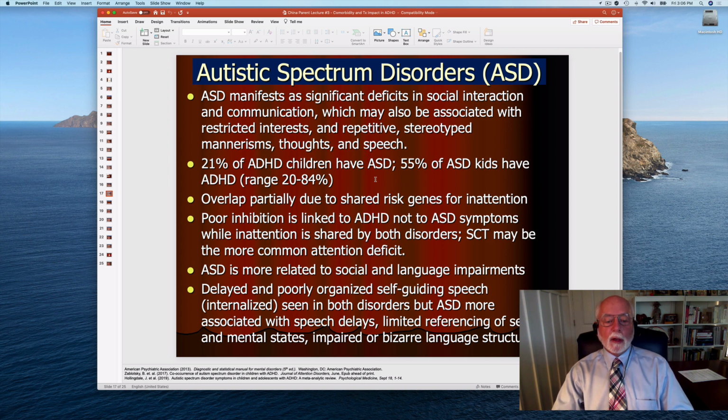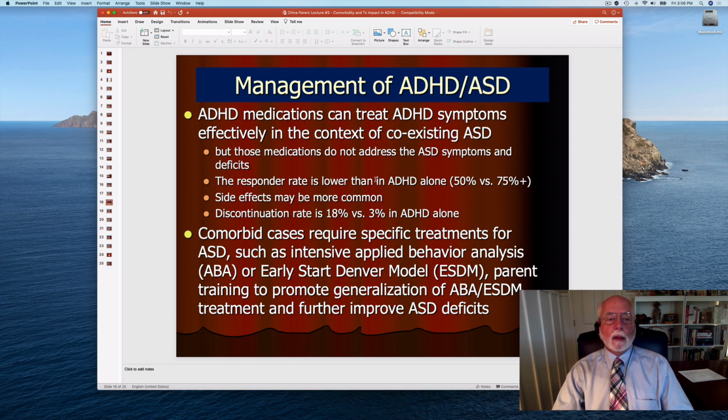Where the two go together, we often see much more difficulties with the child using language to help develop their own self-control. And that is because of their language and speech delays as well. When autism and ADHD coexist, we have now learned that you can still use ADHD medication to manage the ADHD. It won't treat the symptoms of ASD, however, but at least it will help with managing the ADHD symptoms.